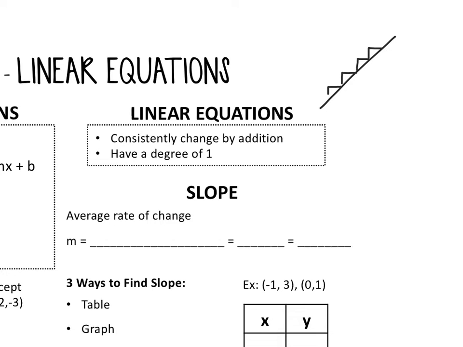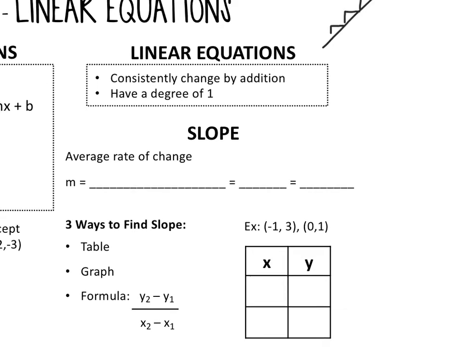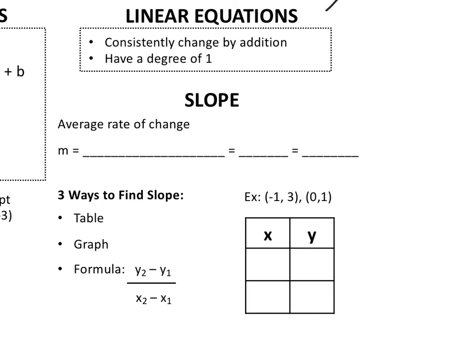And that really has to do with the slope. The slope is average rate of change. That is a really key phrase. You really need to know that definition because they will use that a lot in their questions. The average rate of change, slope. Slope is the steepness of a line. We use the variable m to represent it.